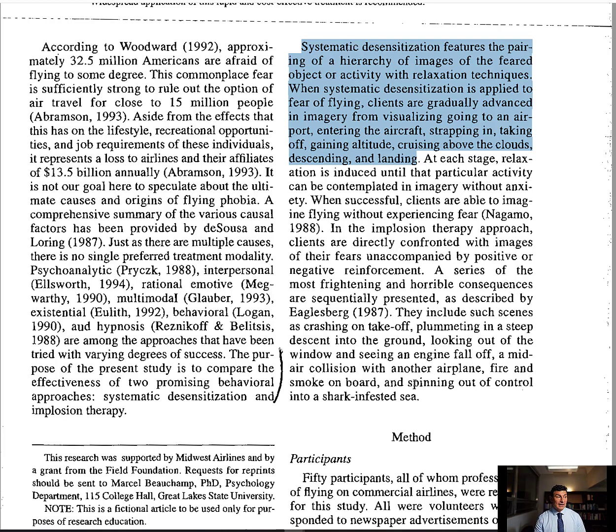And if they told us that it's been shown to be effective in the literature, that would be already telling us something. They don't even tell us that this is effective in the literature. They just tell us what it is.